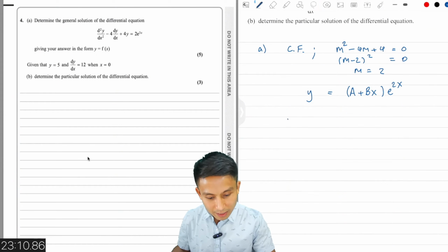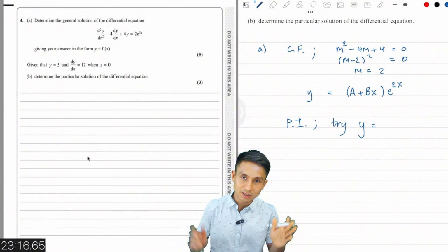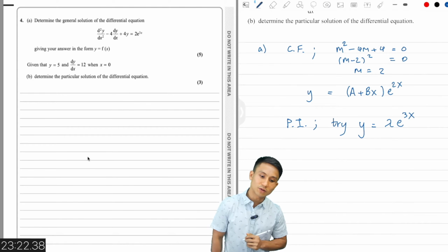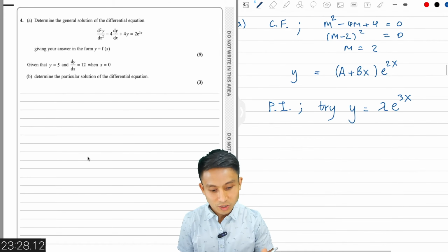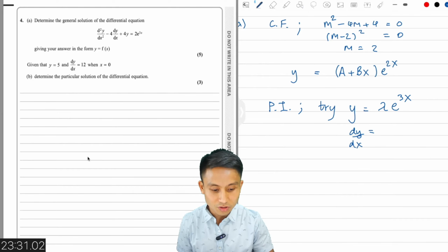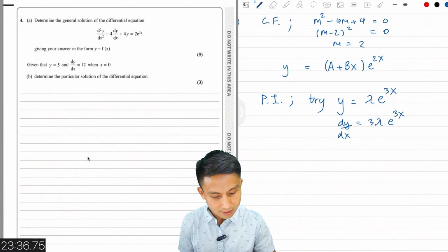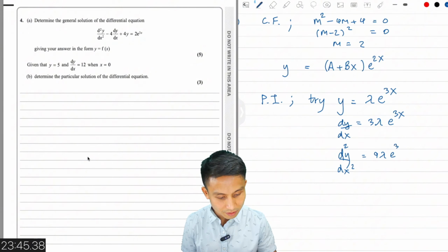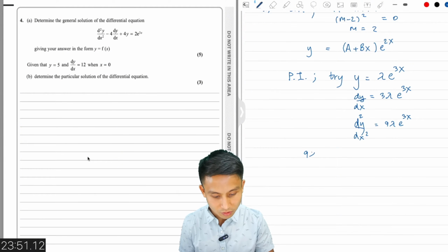And then for the particular integral, we're going to try y equals lambda e to the 3x. That's just the way to go. So you need the same power but some unknown constant. We need to differentiate this and put it back into the original differential equation. So this is 3 lambda e to the 3x. If you do the second derivative, then we would get 9 lambda e to the 3x. That's pretty simple.